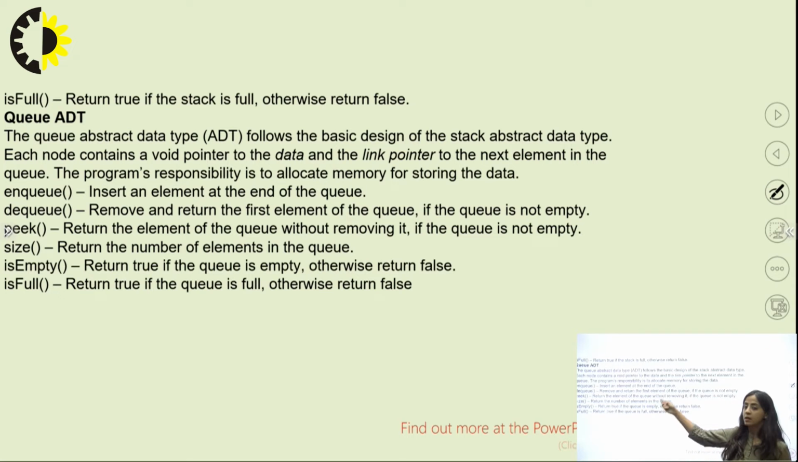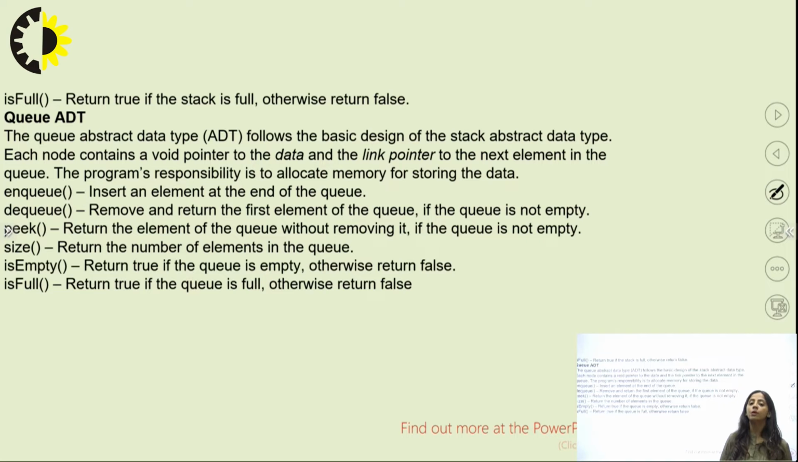Peek, like in stack, what did peek do? Peek returned the element without removing it, and the same function it will perform here. Peek will return the element of the queue without removing it. It will just tell you that at this particular index, this element is present.